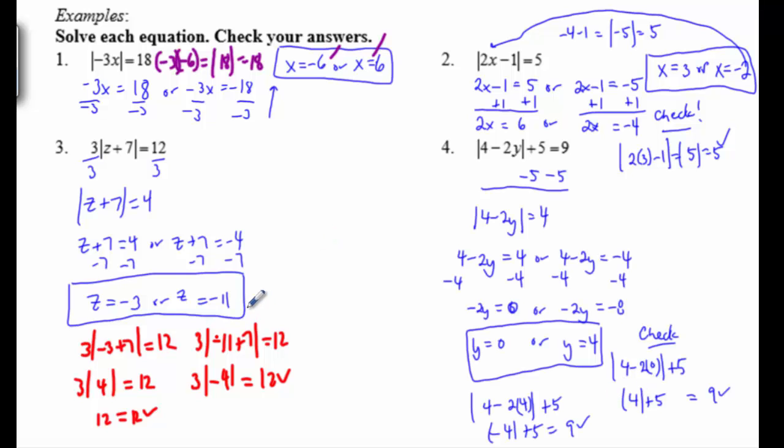Welcome back. By checking, you should have gotten y equals 0, y equals 4. When we plug in 0 over here, we get 4 minus 0 is 4. Absolute value of 4 plus 5 is 9. Checkmate. If we plug in the 4, we get 4 minus 8, which is negative 4. Absolute value of negative 4 is 4, and then plus 5 is 9.